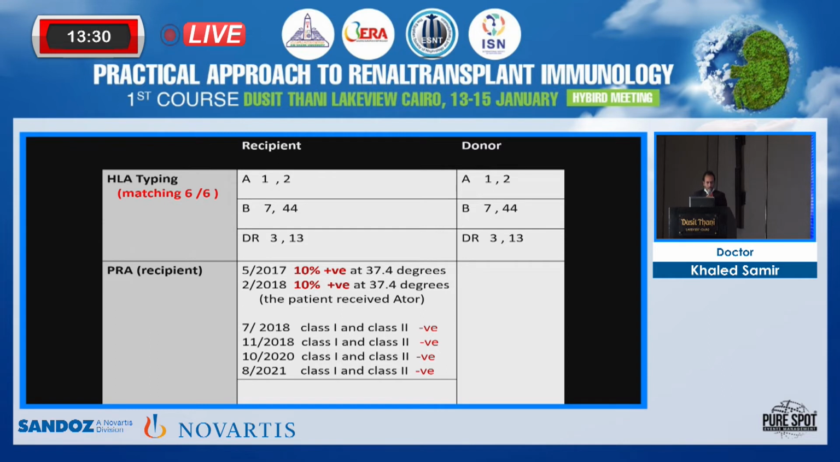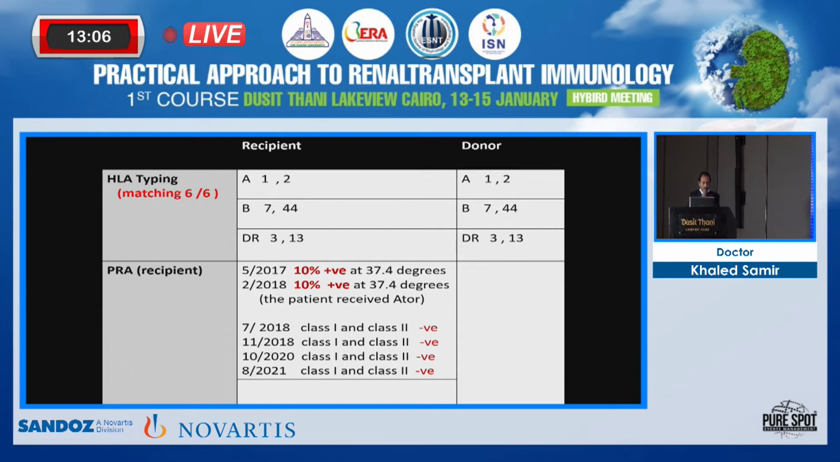PRA, the first PRA was done in May 2017. The identical. Those are identical. No, not identical. There is a difference of 4 years. No, the patient is 34 years and her donor 32 years. No problem. Can be. No mismatch. The matching was 6/6.